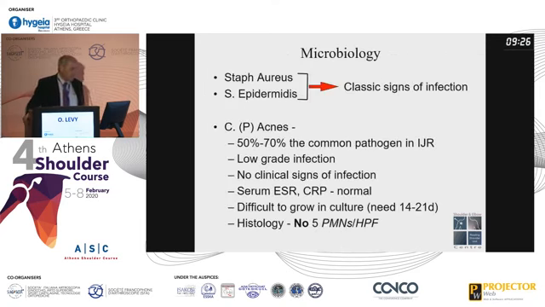Now, the microbiology, with Staph aureus or Staph epidermidis, you get classic signs of infection. With C. acnes, which is 50% to 70% of the common pathogen in infected joint replacement, it's a low-grade infection. There's no clinical signs of infection. The serum ESR and CRP are usually normal, and it's difficult to grow in culture, so you need to grow it for at least 14 to 21 days. And even in histology, it doesn't show 5 polymorphonuclears per high power field, but it shows more lymphocytosis. So it's a different bug.